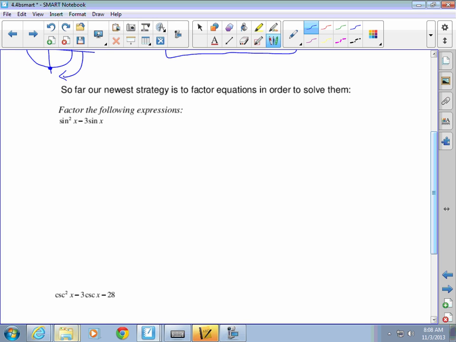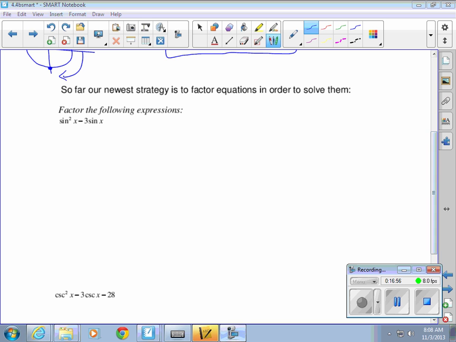Okay, so sine squared x minus 3 sine x. Just 1 second, I'm going to sneeze here.